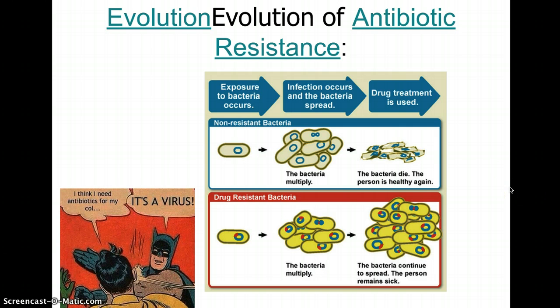In a minute, we'll look at some animations of antibiotic resistance. But first, in this graphic, we have our non-resistant bacteria. There's a bacteria in your body, and it's multiplying maybe rapidly. And then you take a drug, and they all die. But when we look at drug-resistant bacteria, they multiply, you take a drug, and they continue to multiply, and the person stays sick. So let's see what that looks like.